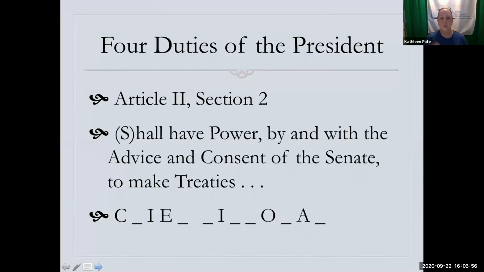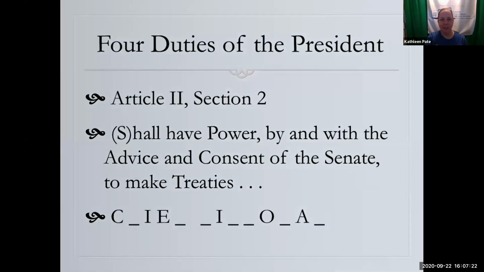Okay, so what do you think that first word might be? It's a word we've used before. Chief diplomat. Yes. Chief diplomat. And then the last one, so that's three. So chief executive, commander-in-chief, chief diplomat, and then the last one is probably the most difficult.